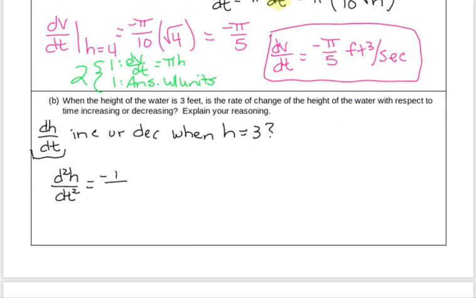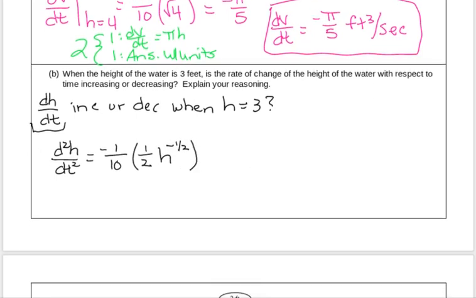The negative 1 over 10 stays in front. The square root of h means it's a power of 1/2. So we're going to drop the 1/2 and subtract 1 from the exponent. But then we have to be careful here because we're taking the derivative with respect to time. So we're also going to need some implicit differentiation here, and we need our dh/dt because we took the derivative of the h that was there.